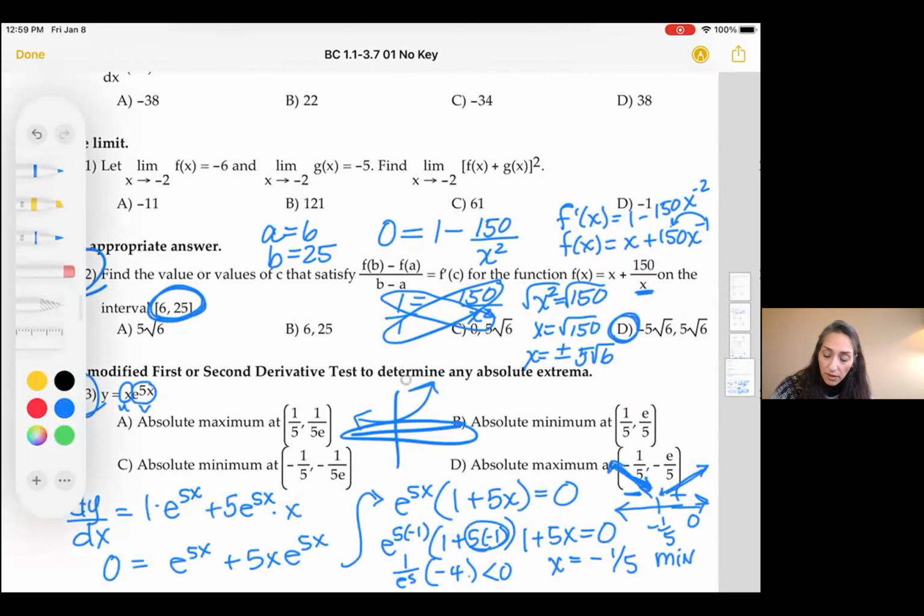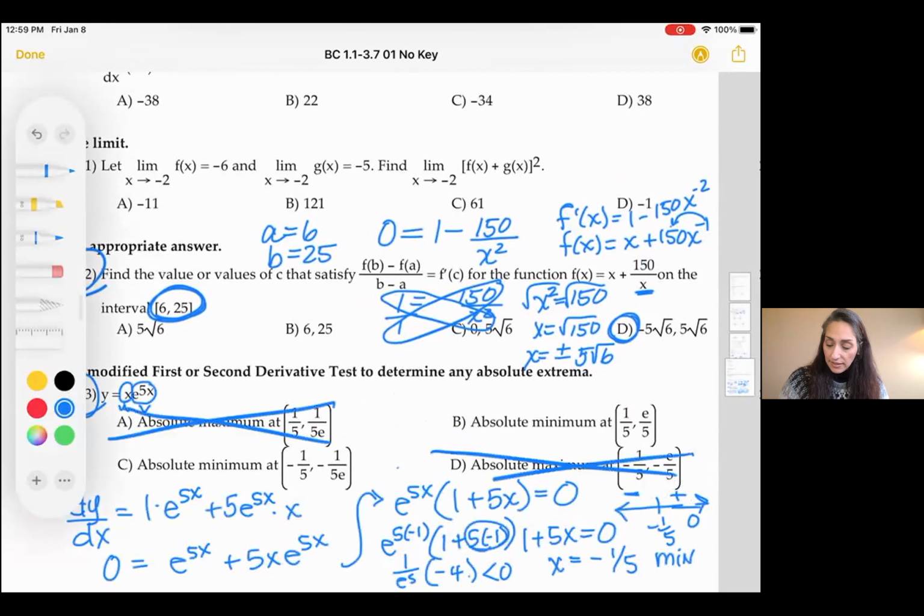All right, so let me get all my scribbles out of here so that we can actually look at the multiple choice answers. We want the one that says minimum. So it's not A and it's not D. Now, to get the other answer, that's not an interval they're giving you. That's like coordinates, x and y. So we take the negative 1/5 and not plug it back into the derivative. You have to plug it back into the original function to get the y coordinate at that point.